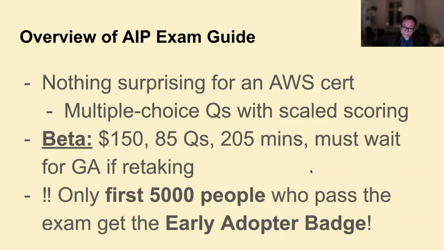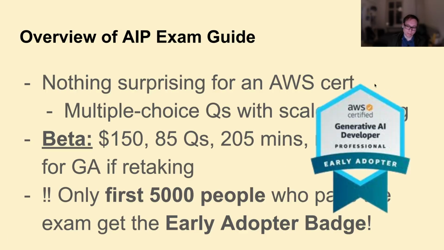And one thing that is different from the AI practitioner and machine learning engineer associate certifications is that the early adopter badge is not given within a time frame, but it is given only to the first 5,000 people who pass the exam. And you get this special looking badge. And honestly, I don't know how many 5,000 people are. Like, is that few? Is that many? How many are you going to be competing with? I have no idea.